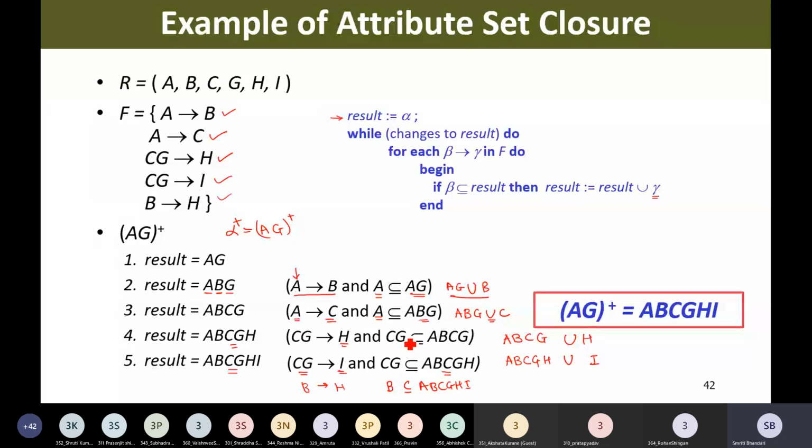In the next class, we are going to see what the uses of this attribute closure are. Why we actually compute this attribute set closure and how to make use of it. So in the next class, we are going to discuss the uses of attribute set closure. Let's conclude today's session. Thank you.